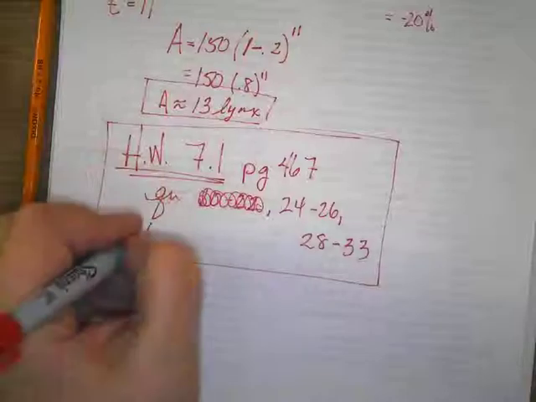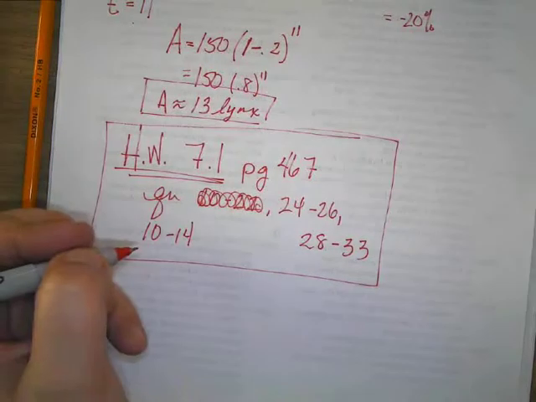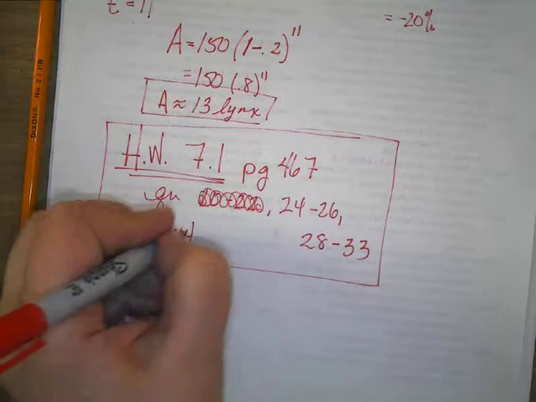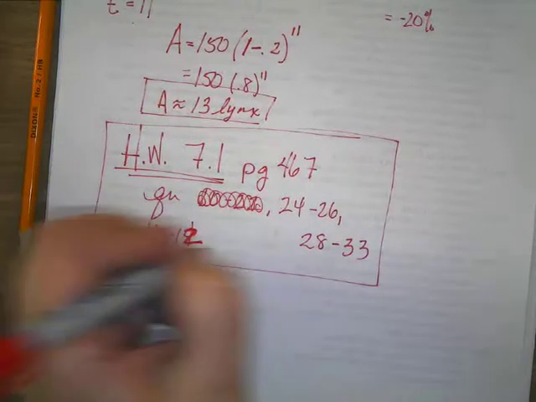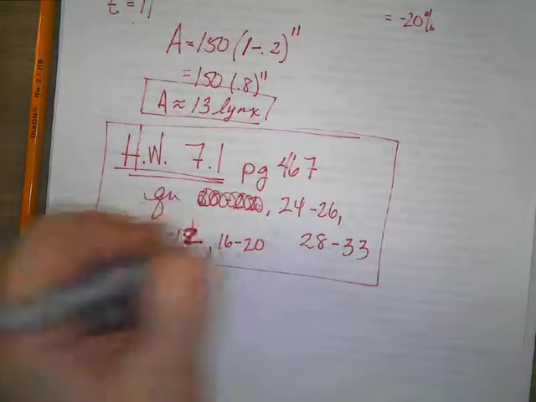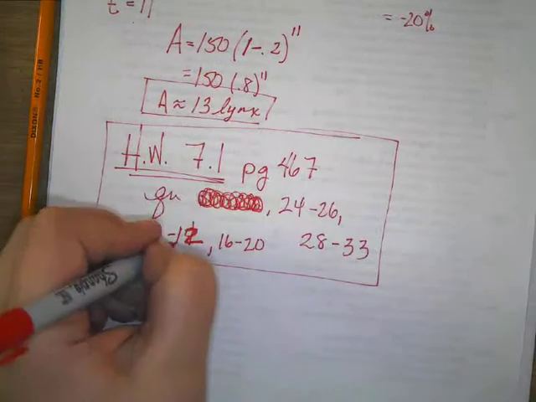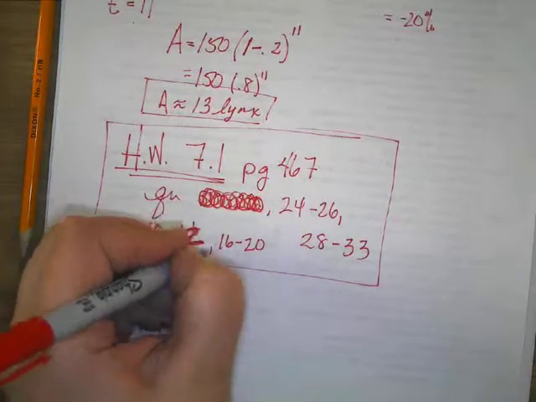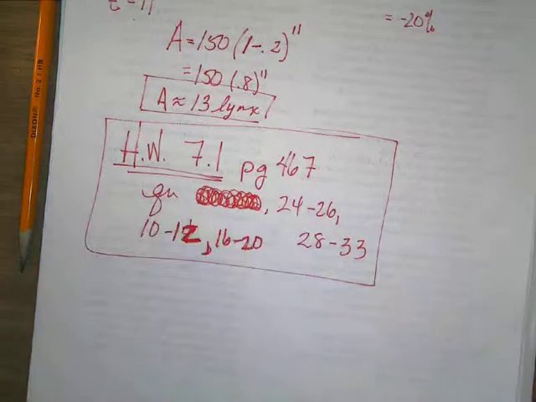I'm going to go 10 through 12, and then 16 through 20. So 10 through 12, I want you to do those three, and then 16 through 20. So I killed off 3 of them for you. You need graph paper for them. You will need some graph paper.